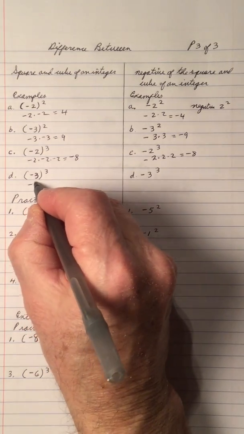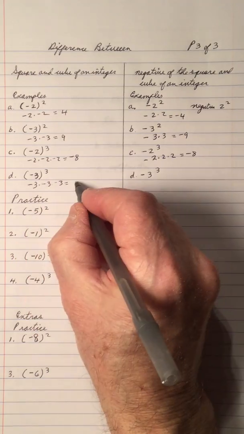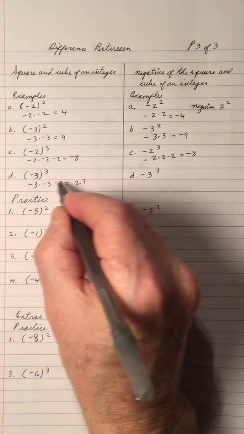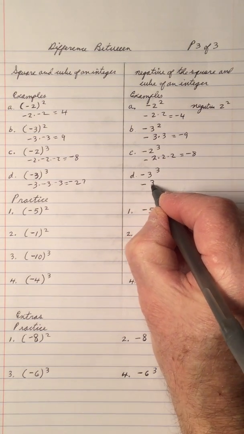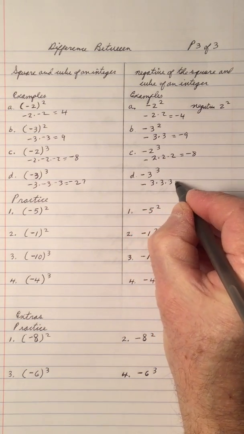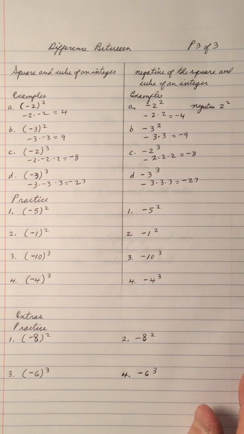Negative 3 cubed is negative 3 times negative 3 times negative 3, and that's 27, and there's an odd number of negatives, so it's negative 27. But this is the negative of 3 times 3 times 3, so that's negative 27. Note the difference. Very, very important.